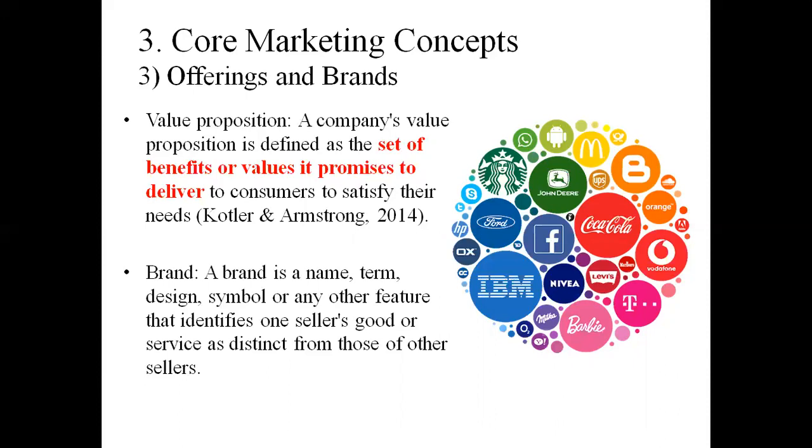When we are talking about brands, a brand could be a name, a term, design, symbol, or any feature of a product or service which differentiates that product from the other sellers' products or from the competitors. Like IBM is there, Coca-Cola is there, Facebook is there. You can see here so many brand logos we have shown. These are all very well-known brand names, and seeing the logo itself, we can differentiate the product from the other competitors' products.